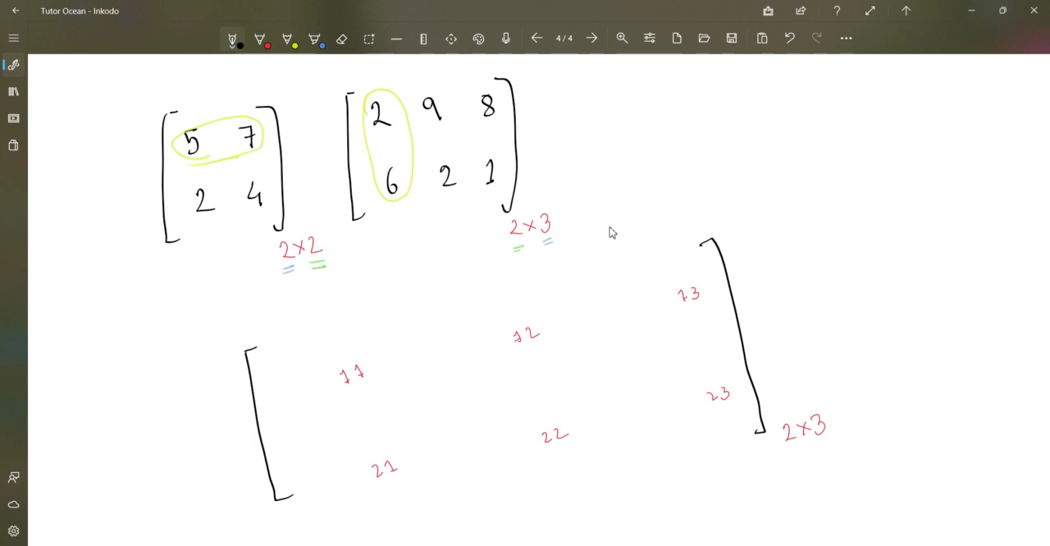So 5 into 2 plus 7 into 6. So what did I do? I multiplied the first element with the first element, second element with second element. First element 5 with 2, second element 7 with 6. Okay.